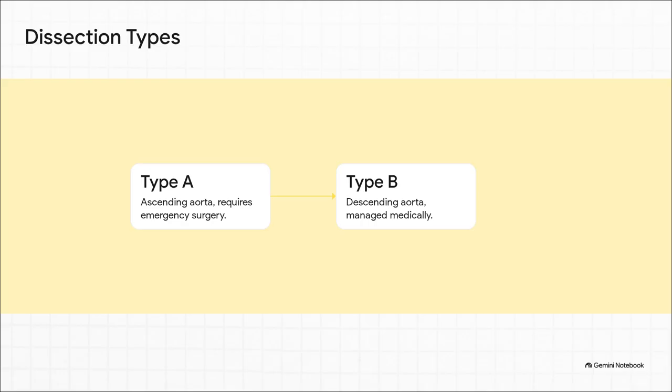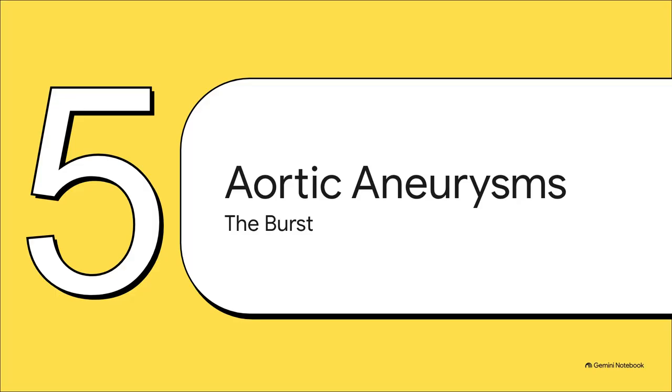This is an absolute, immediate surgical emergency. If it's a type B dissection involving the descending aorta further down, it's typically managed medically with very aggressive blood pressure control unless serious complications pop up. Section 5, Ruptured Aortic Aneurysms Explained, the burst.